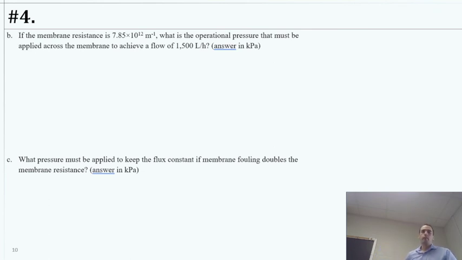Okay, so then part B says if the membrane resistance is 7.85 times 10 to the 12th per meter, what is the operational pressure that must be applied across the membrane to achieve the flow that was described earlier, that 1500 liters per hour? And I asked for an answer in kilopascals. So here we're looking at our equation. We know we have an equation for resistance equal to the transmembrane pressure, that's the pressure we're talking about in pascals, divided by the flux times our viscosity.